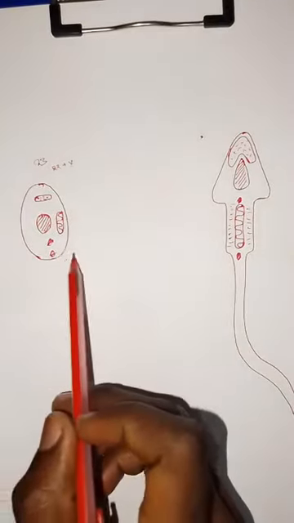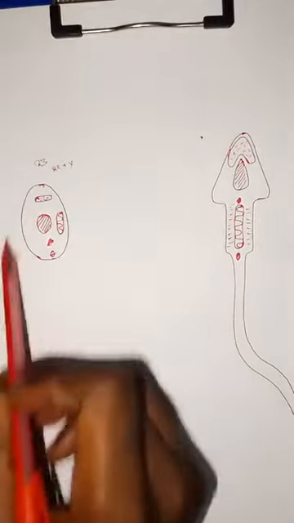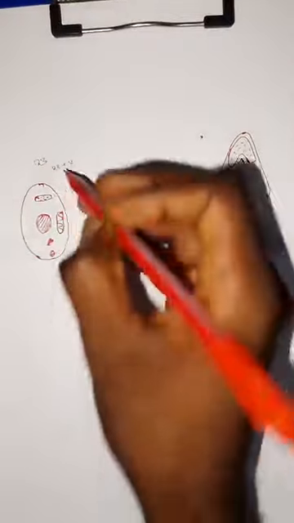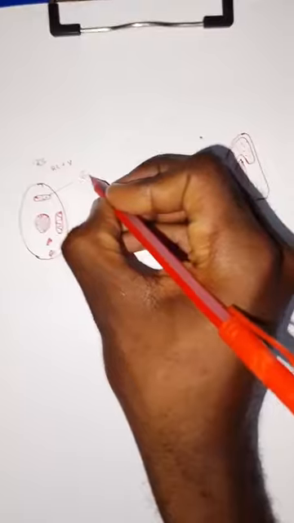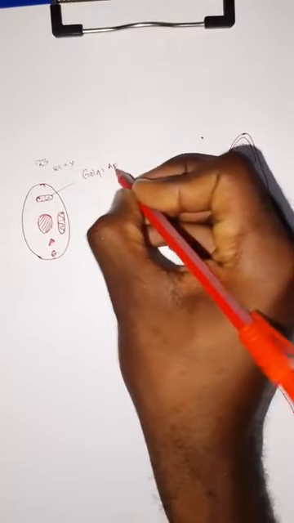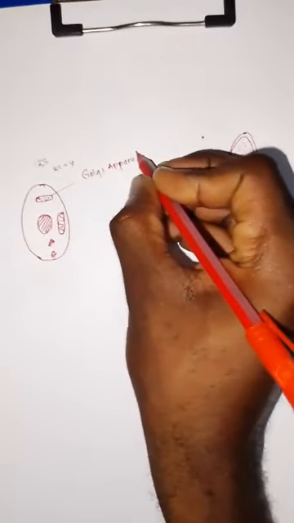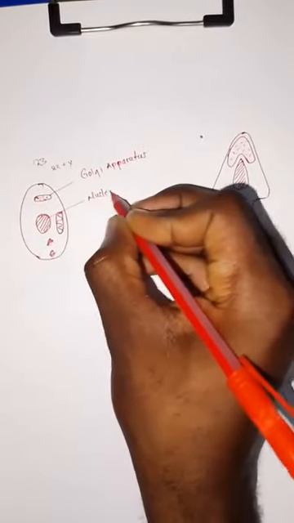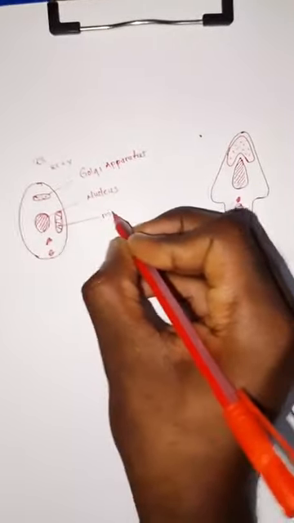You're going to find that this cell that we are seeing here is going to have its cellular content. Let's say this is going to be the Golgi apparatus. Then this is going to be our nucleus. Then this is going to be the mitochondria.